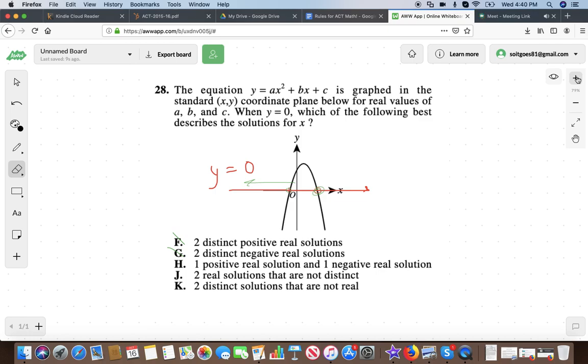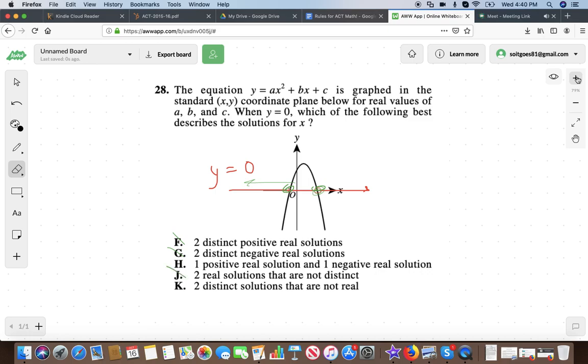Two real solutions that are not distinct. Distinct just means different. Do we have two different solutions for x? We do. We just said already, one's positive, one's negative. They're definitely different. These two different points, they are different. So I don't like J.